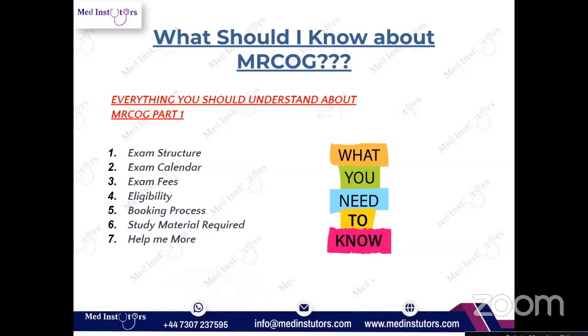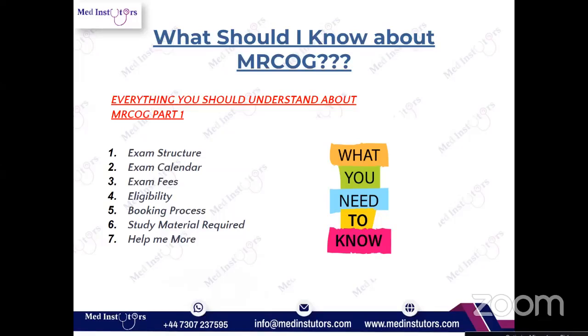Then you need to know about the exam calendar. For now, the exam calendar for year 2025 is not yet uploaded on the website. Once the RCOG uploads the exam calendar and the fee structure, we will let you know. So don't worry about that. Same goes with the exam fees.